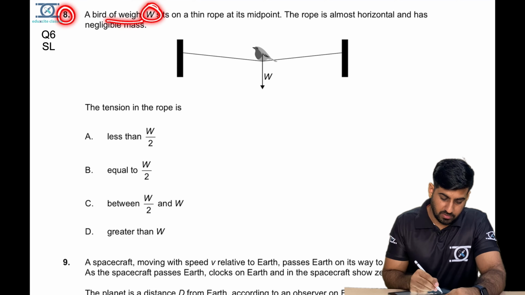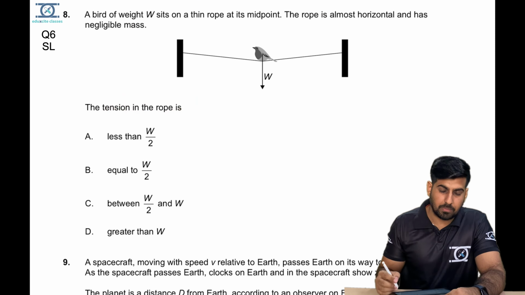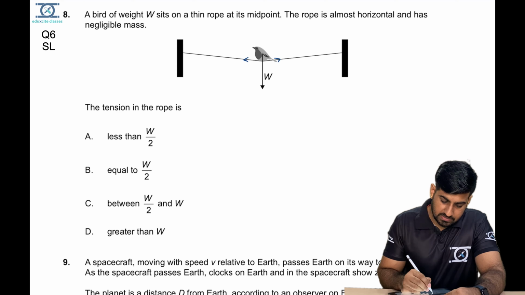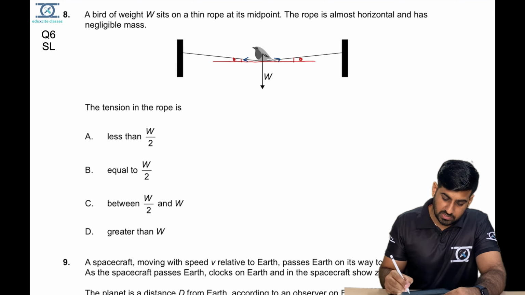A bird of weight W sits on a thin rope at its midpoint. The rope is almost horizontal and has negligible mass. Find the tension in the rope. Now in such type of question, please be very careful. The tension will be like this. If I draw the free body diagram, let us say this is a very small angle theta. Both angles are the same because it is at the midpoint. If I resolve this, this will be T cos theta, and this will be T cos theta.